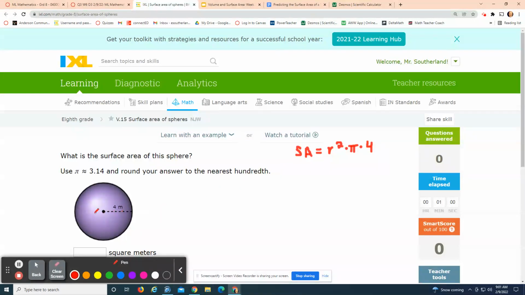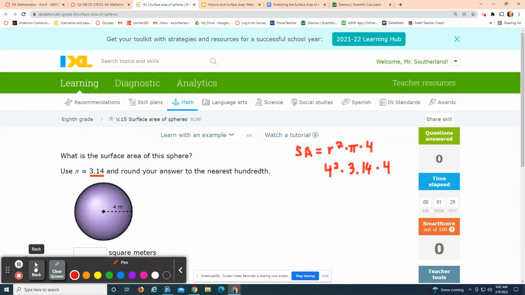Now, if we look here, what's the radius of this sphere? 4, yeah. So we're going to plug in 4 for where it says r. So 4 squared times pi, but they said to use 3.14. So times 3.14. And then times 4. I don't expect you to do this by hand.